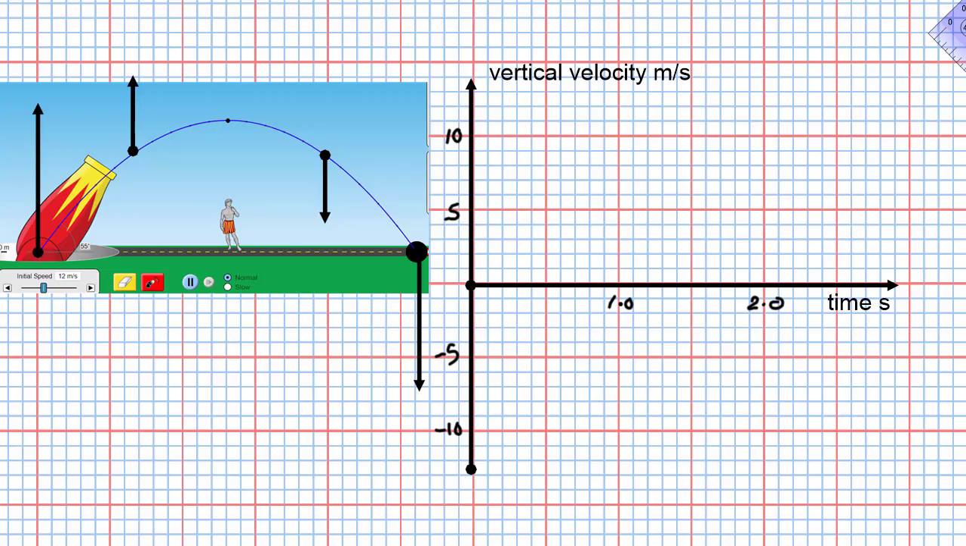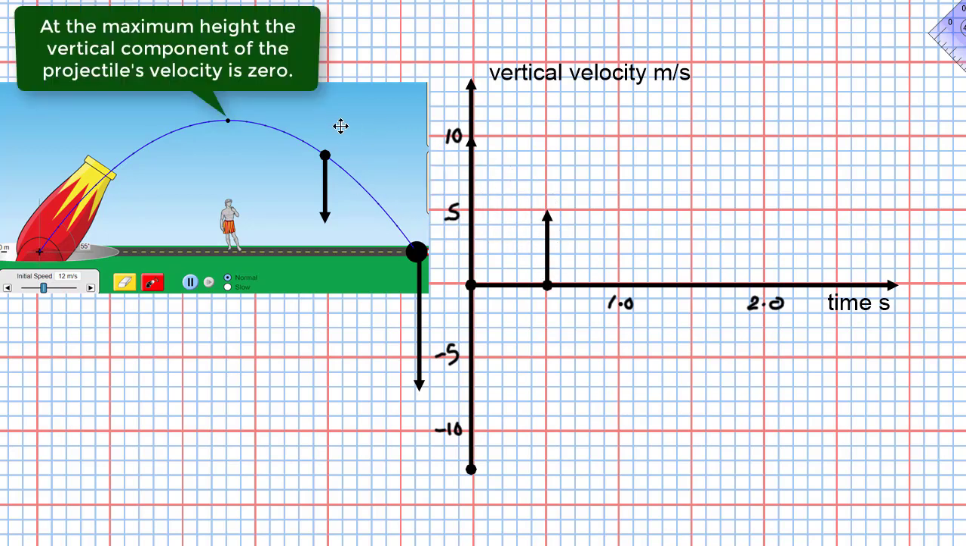Here is a snapshot of the vertical components of the velocity at half-second intervals. To construct a velocity time graph, we arrange the vectors along the time axis, like this, starting with the vertical component at 0 seconds. Let me place it there. And we can see it's approximately 10 meters per second upwards. We take the next one at 0.5 seconds and place it there.